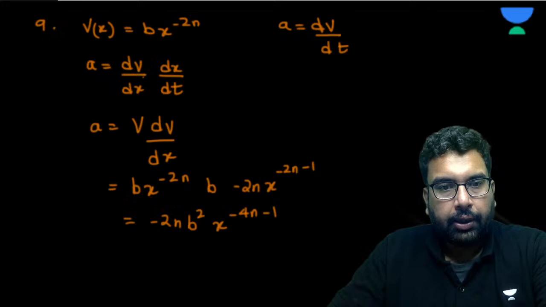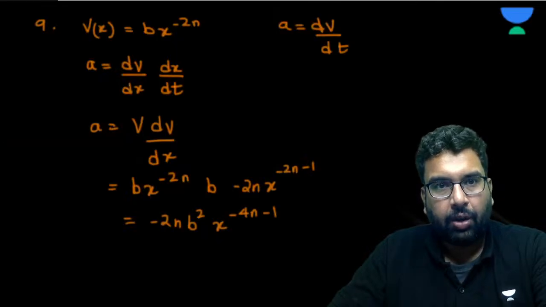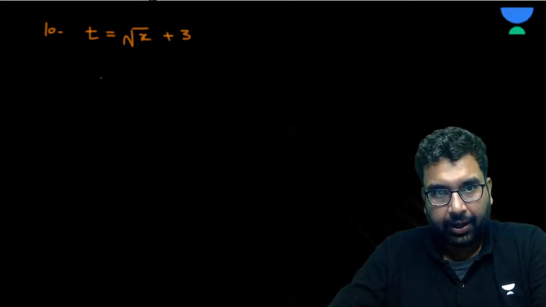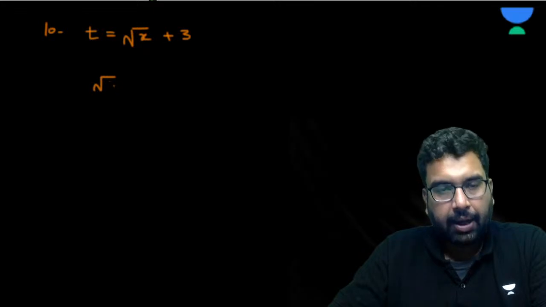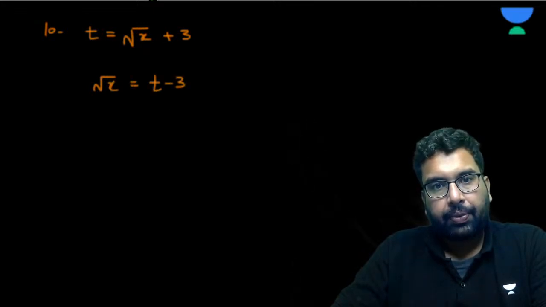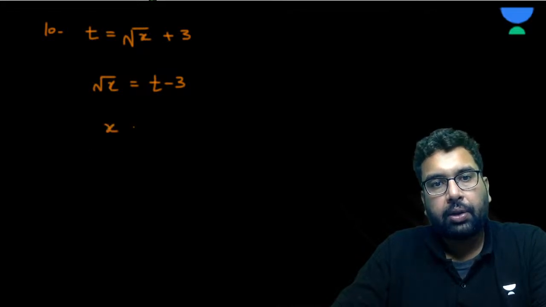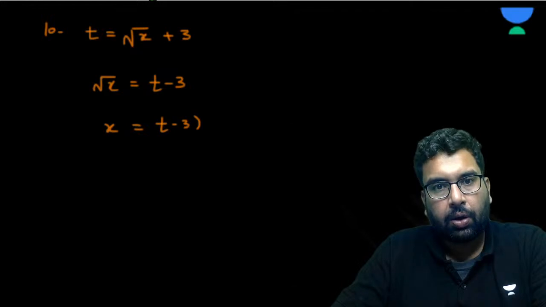So now t is root x plus 3. The question asks for the displacement of the particle when velocity is 0. First of all, can I write it like this? Root x is equal to t minus 3. Can we write like that? Yes, absolutely. So from here, x is equal to t minus 3 whole squared.